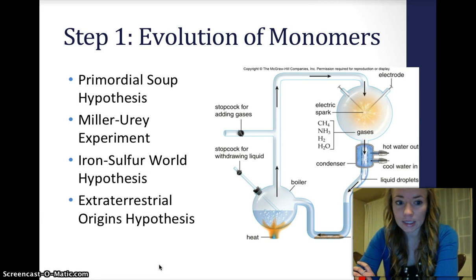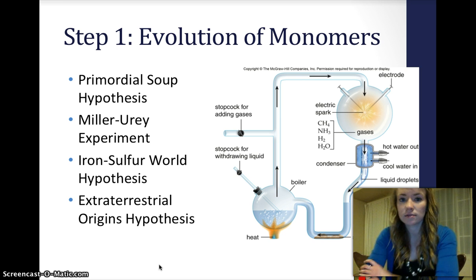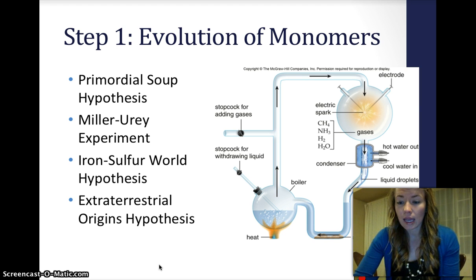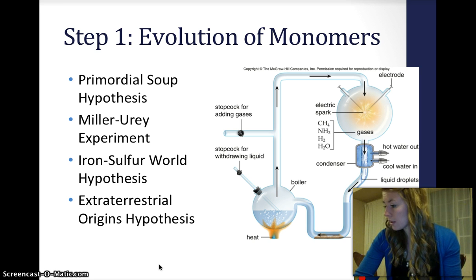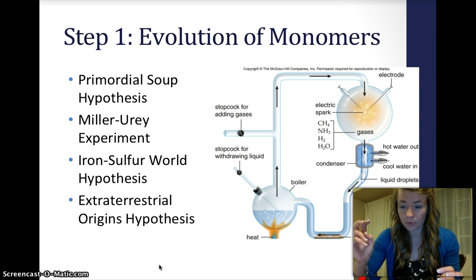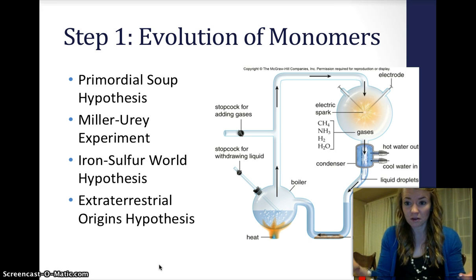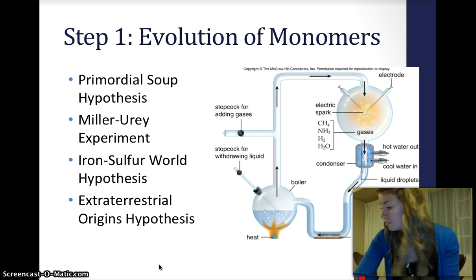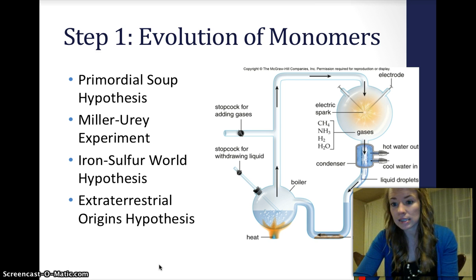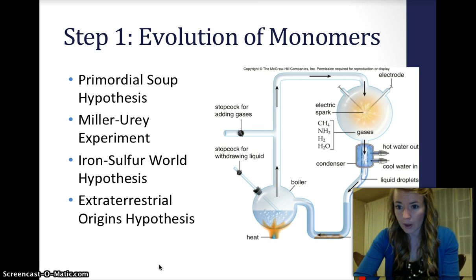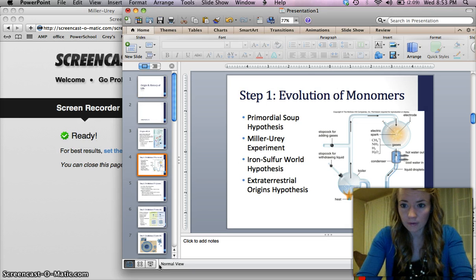The first step is the evolution of monomers. Somehow, based on the few things that were found on Earth's surface, we got organic molecules. One of the theories says that there was this environment on early Earth called the primordial soup. Basically, it means before everything, and it was just kind of this bunch of stuff, so it's called soup. A couple of people hypothesized that, and then 2 scientists named Miller and Urey carried out an experiment, and they were able to support that with their experiment. So let's watch a video on that.